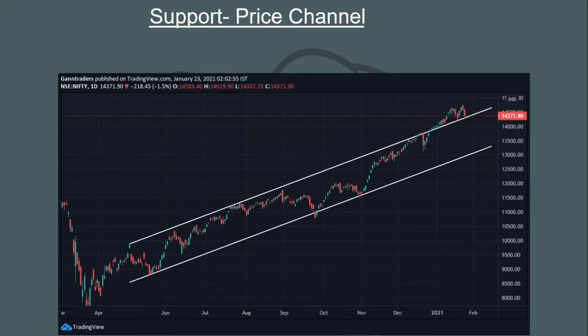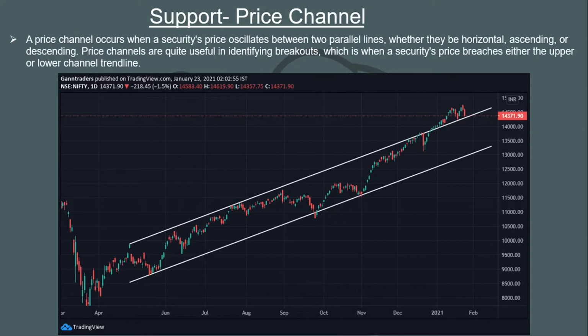Support and resistance price channel. A price channel occurs when the security oscillates between two parallel lines, whether they are horizontal, ascending, or descending. Price channels are quite useful in identifying breakouts, which is when the security price breaches either the upper or lower channel trend lines.